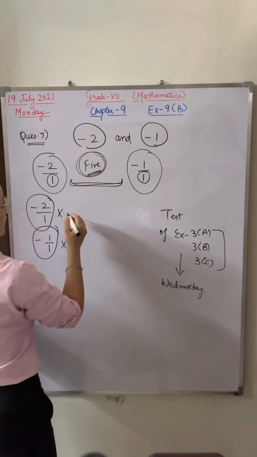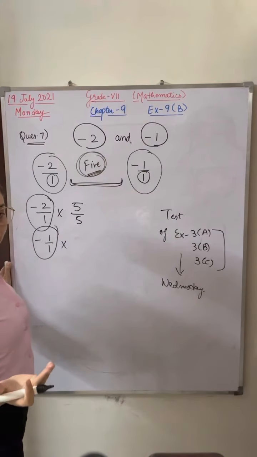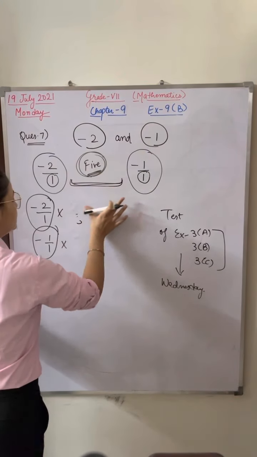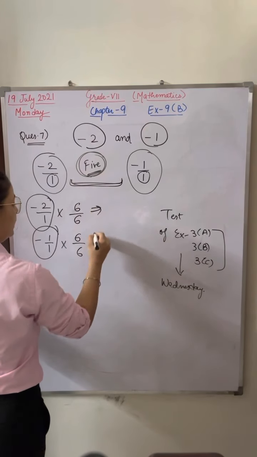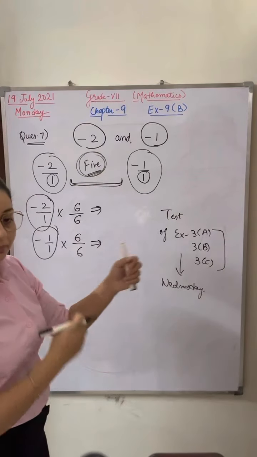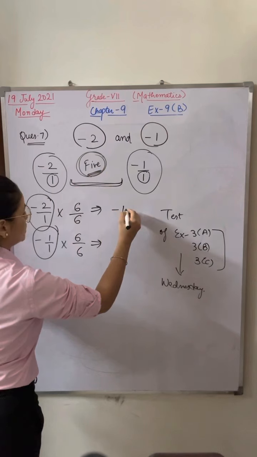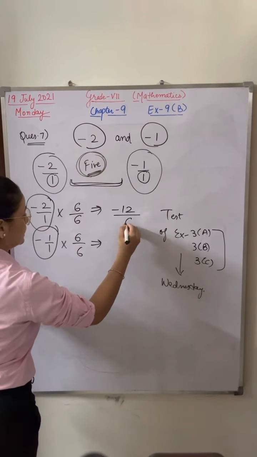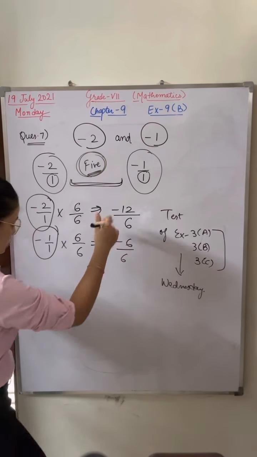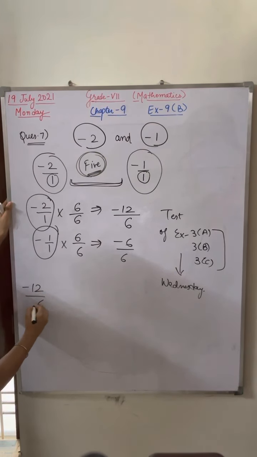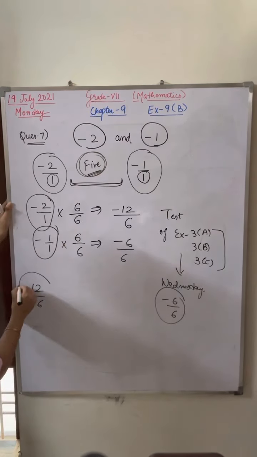Right? This concept is very new for you. If I multiply with 5 by 5, again my answer will not come. If I multiply with 6 by 6, then my answer will come. You have to check it on the rough side, by which number you can multiply. -2 into 6 is -12, and 1 into 6 is 6. -1 into 6 is -6, and 1 into 6 is 6. So now I have -12 upon 6 and -6 upon 6. These two rational numbers I have.